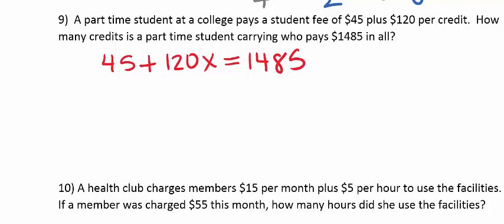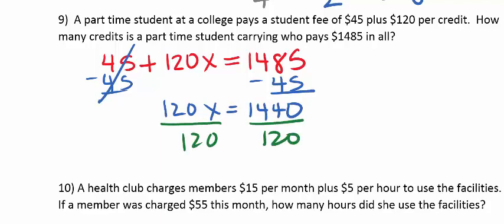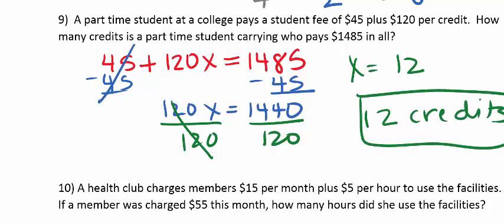$1,485. So to solve for x, we're going to subtract 45 from both sides first, and that way that goes away, and we are left with 120x is equal to 1440. Now we can divide both sides by 120, and then x is going to equal 12. So the student is taking 12 credits.